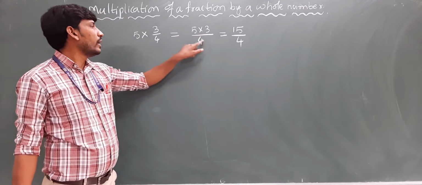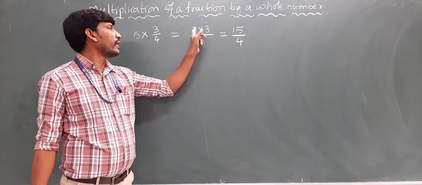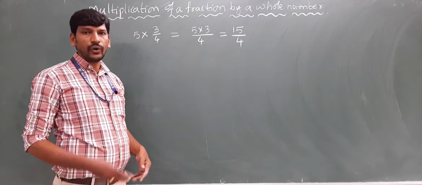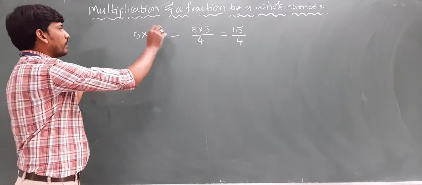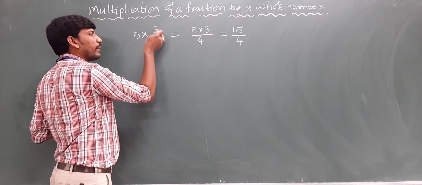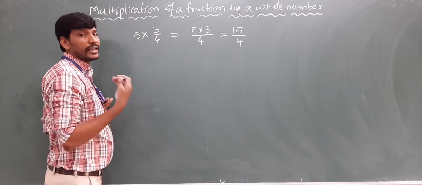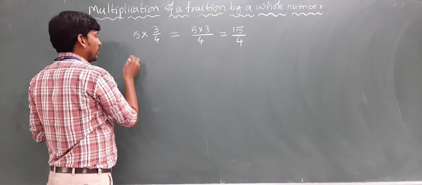5 into 3 divided by 4 as it is, which is equal to 5 3s are 15 by 4. So this is nothing but, that means we are adding 3 by 4 5 times. Let us see in the addition.